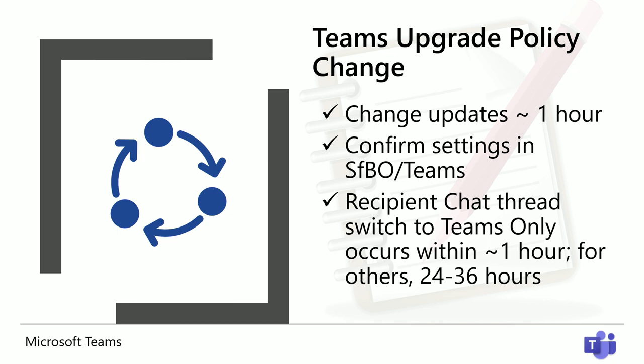Okay, so once again to recap, and thank you. Changes will update, typically within an hour. We can confirm the settings both in Skype for Business Online through PowerShell that we actually upgraded the user. And then we can confirm settings in Teams through the diagnostic logs, or as I showed you, HTTPS trace if we want to look at the recipient side. Recipient chat threads, and this is really good news, the recipient chat thread now will upgrade when a user is upgraded to Teams only. Annie saw that change the same time Fabrice did.